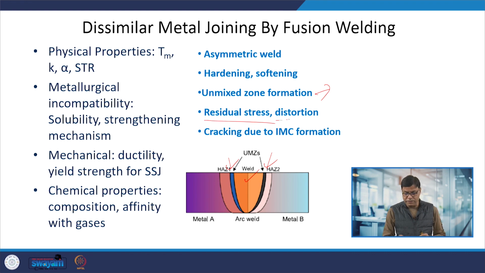Then residual stress development and distortion tendency. The greater the difference in thermal expansion coefficient of the two metals being joined, the greater will be the residual stress formation at the joint interface and the distortion tendency accordingly. And the metallurgical incompatibility leads to the formation of hard and brittle intermetallic compounds, which in the presence of tensile residual stresses will lead to cracking.